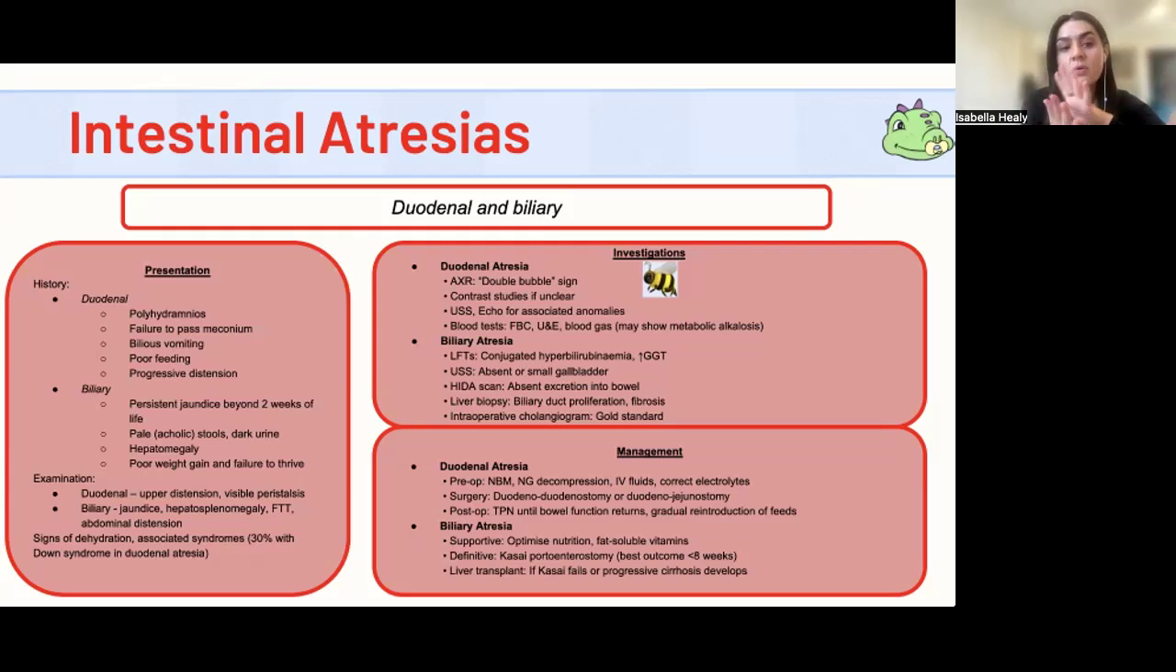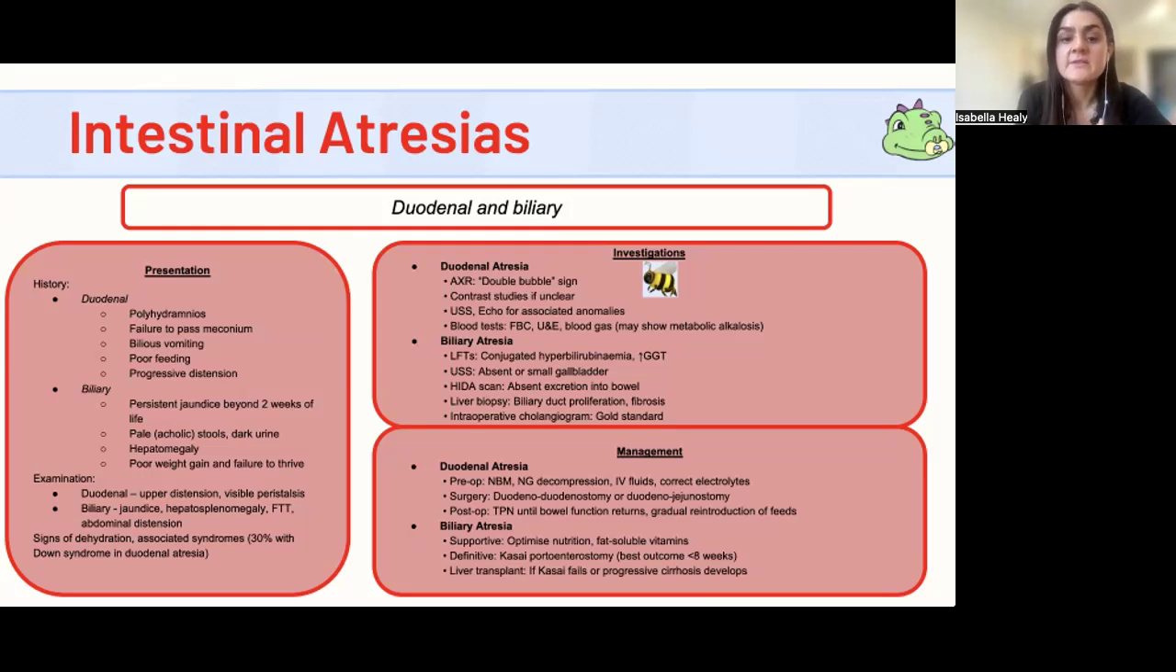Moving to biliary atresia, the hallmark feature is persistent jaundice beyond 2 weeks of life. So you remember the first 24 hours, pathological, first 2 weeks, physiological, beyond that, usually also pathological. So these babies have pale clay-colored stools and dark urine due to conjugated hyperbilirubinemia. On examination, you'll often find hepatomegaly, sometimes splenomegaly, and failure to thrive, also abdominal jaundice. 90% of infants with biliary atresia don't have a syndromic association, though, so it's a bit different. The other thing that you can see in both is signs of dehydration, because they're not actually taking anything in from their bowel.